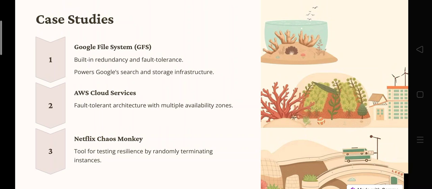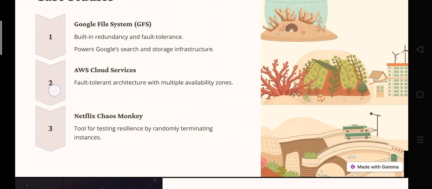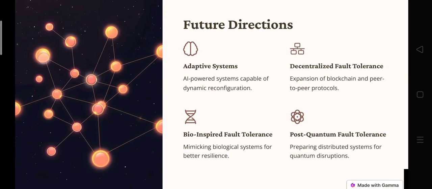AWS Cloud Service: fault tolerant architecture with multiple availability zones. Netflix Chaos Monkey is a tool for testing resilience by randomly terminating instances. Future directions. Now let's look at where fault tolerance is headed towards in the future.